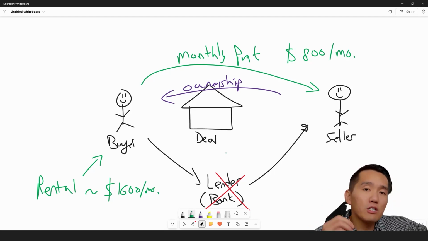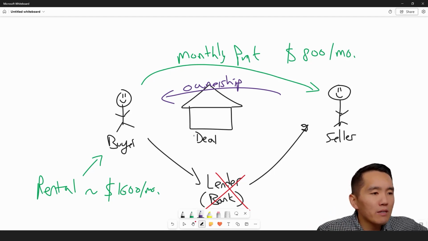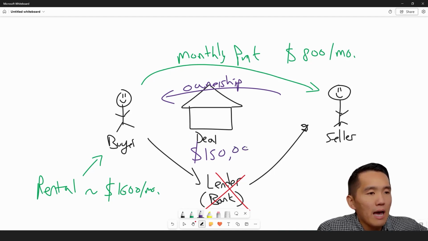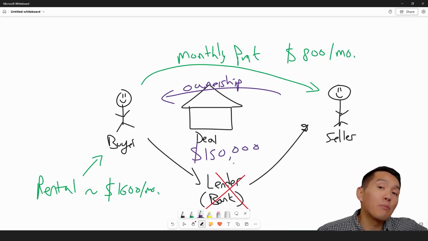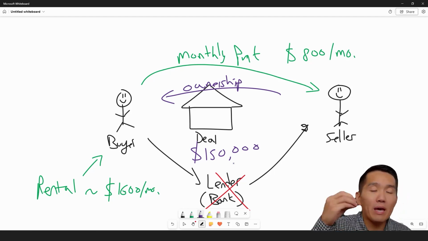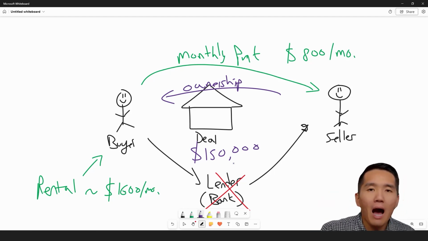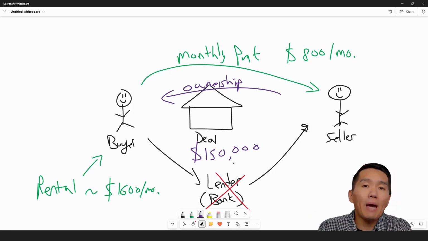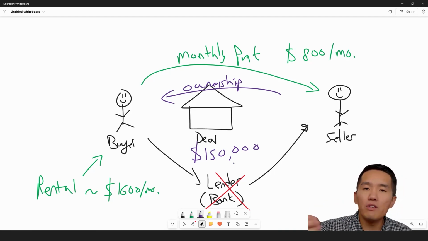And going back to the terms of the deal, let's say this property's asking price or purchase price was $150,000 and the seller was asking for 10% down, which would be $15,000. Now, in this scenario with a seller financing arrangement, I personally feel more okay, or feel safer, about using a HELOC to fund the down payment necessary for this deal to work.